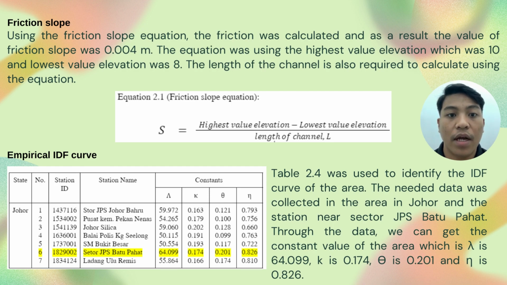Next was the empirical IDF curve. Table 2.4 was used to identify the IDF curve of the area. The needed data was collected in Johor, at the station near JPS Batu Pahat. Through the data, we can get the constant values of the area, which are lambda 64.099, kappa 0.14, theta 0.201, and eta 0.826.